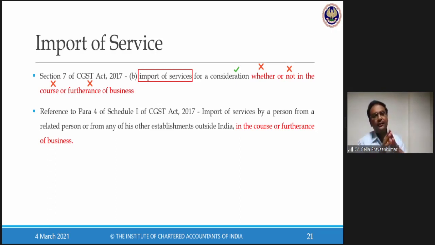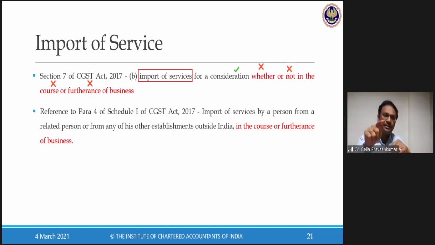Reference to para 4 of Schedule 1. Schedule 1 talks about supply between distinct persons where there is no consideration. So when I read my Section 7 clause B, consideration is a must. Now, in case of a related party transaction, where there is an establishment of the same entity, the same distinct person, import of that license from Singapore to India, Chennai, in the course of furtherance of business, is deemed to be a supply under Section 7.